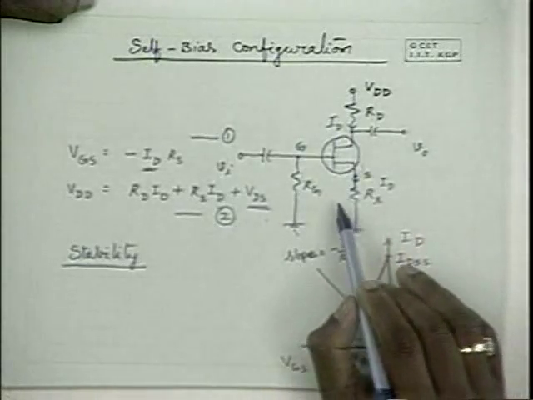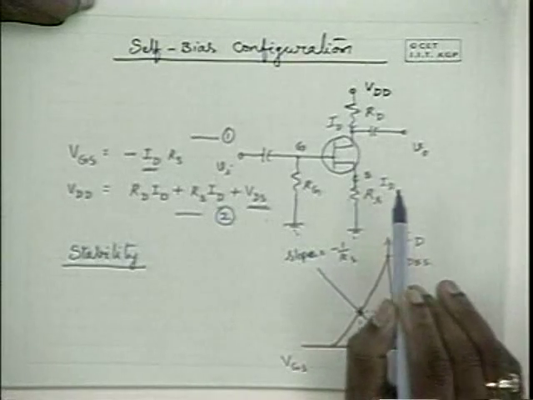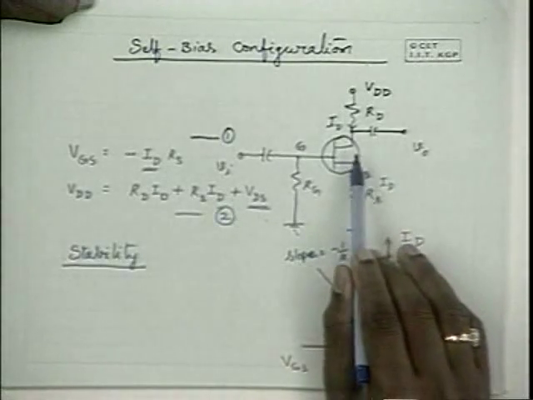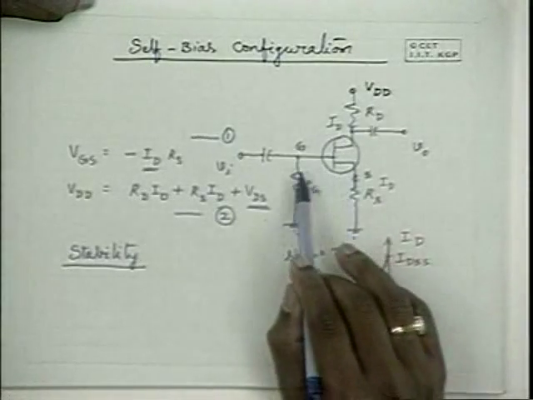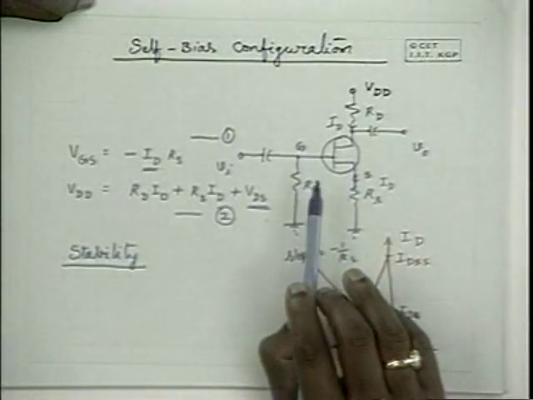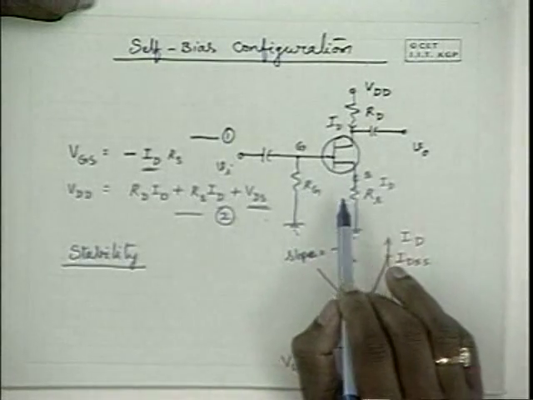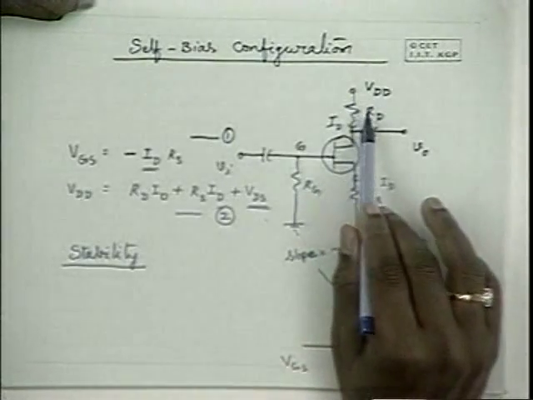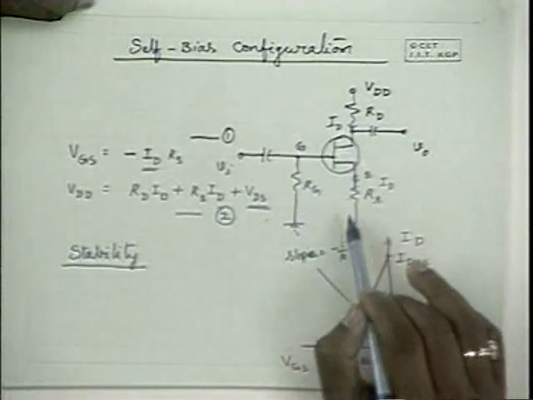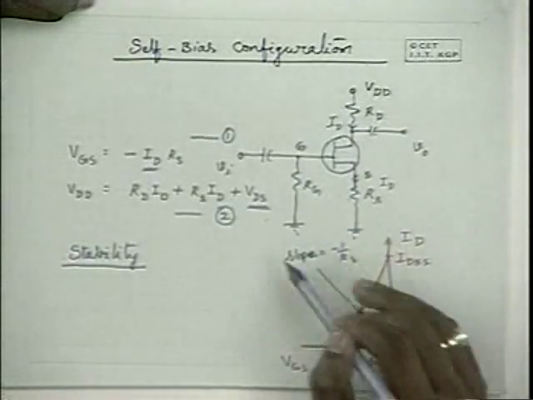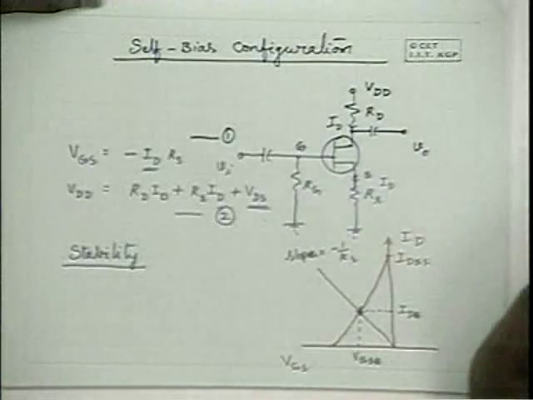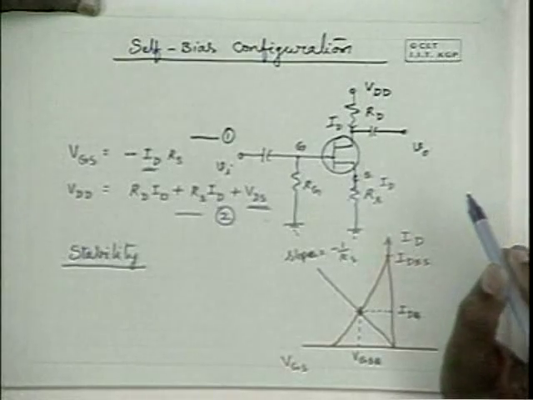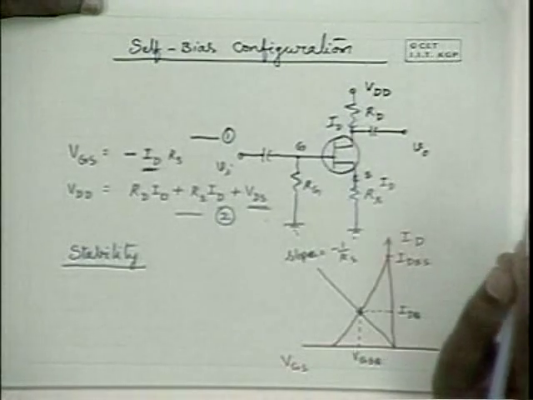And what is responsible for it? Rs is responsible, because by providing an Rs, we are reversing the gate to source potential by an additional amount, which is proportional to the increment in the drain current. So please note that it uses a single supply, VDD, and only 3 resistances.